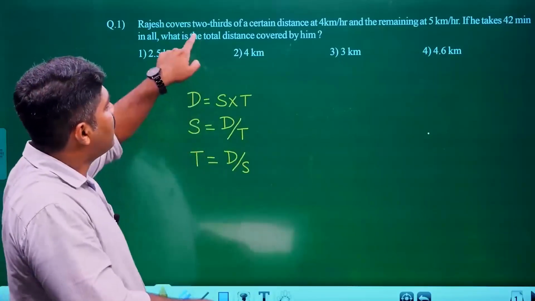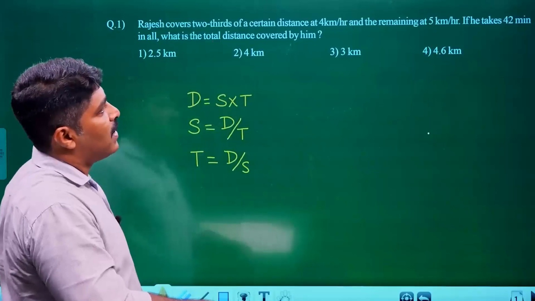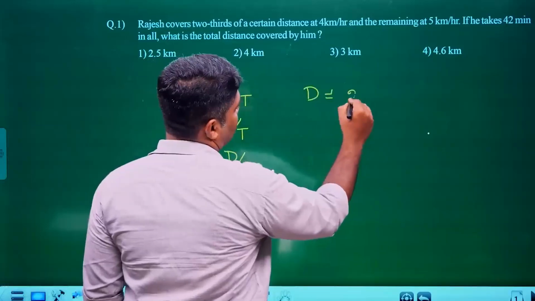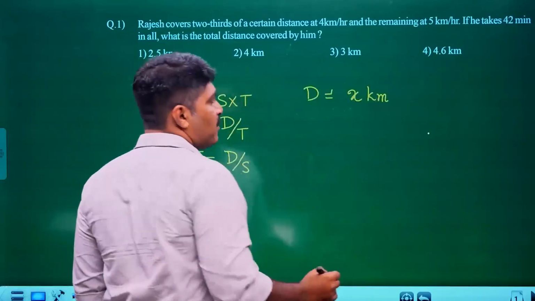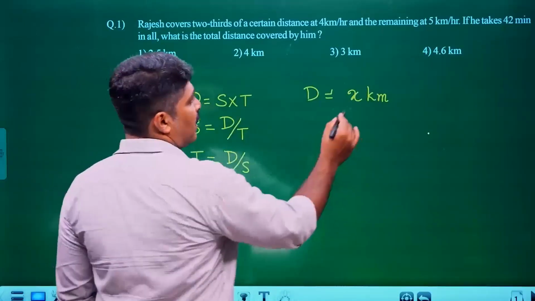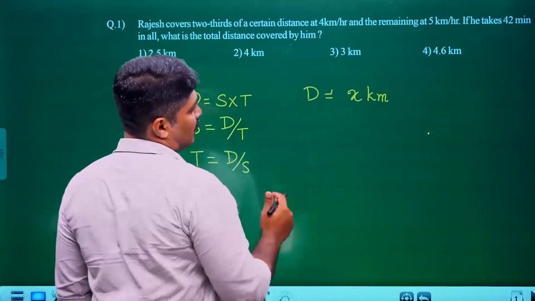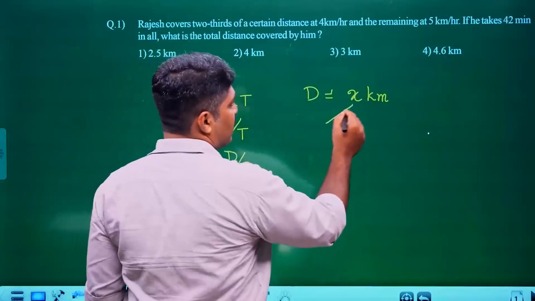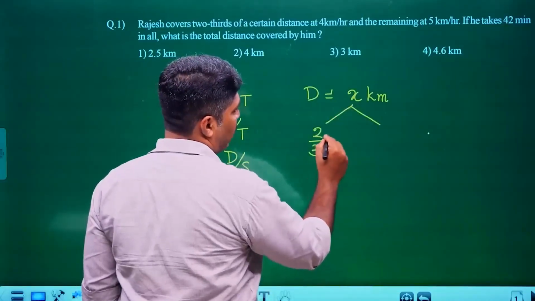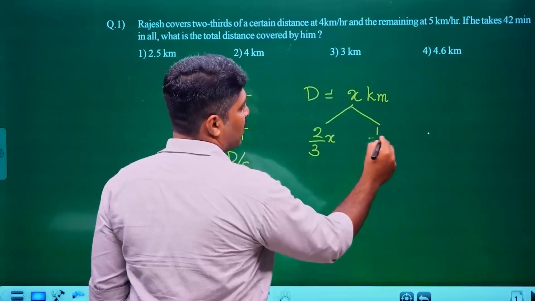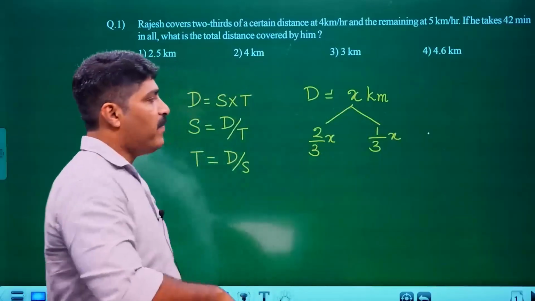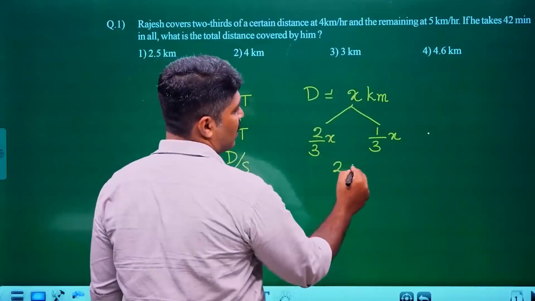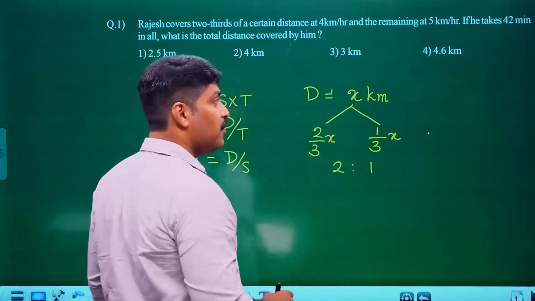In our question, it is given that 2/3 of a certain distance is covered at 4 km per hour. Suppose we consider this total distance as x kilometer. If we split this total distance, 2/3 of it is covered at 4 km per hour. So we can split this as 2/3 of x. Then what will be the remaining portion? That is 1/3 of x. Or otherwise, we can consider that these distances are in the ratio 2:1.